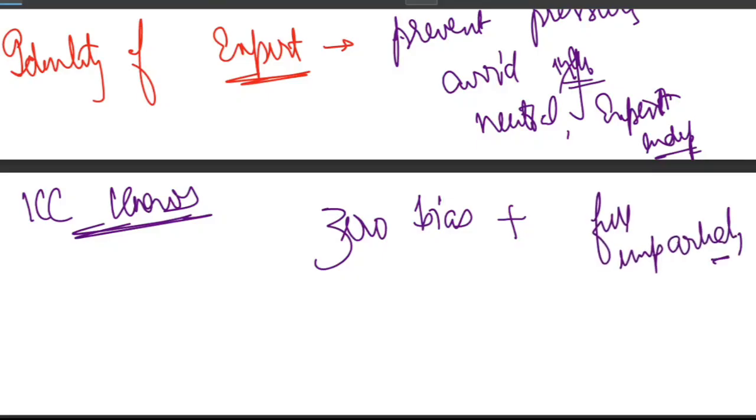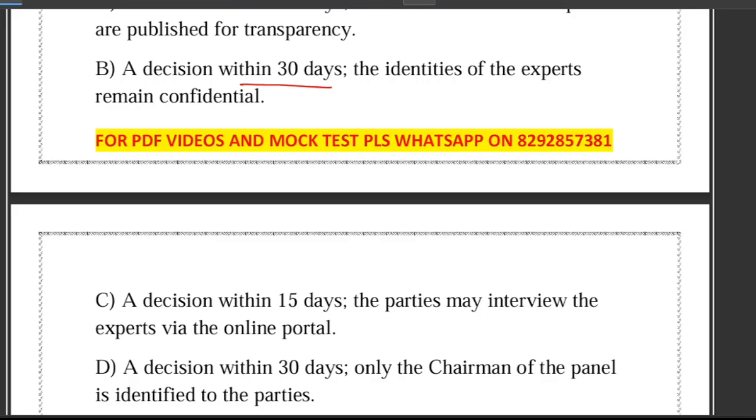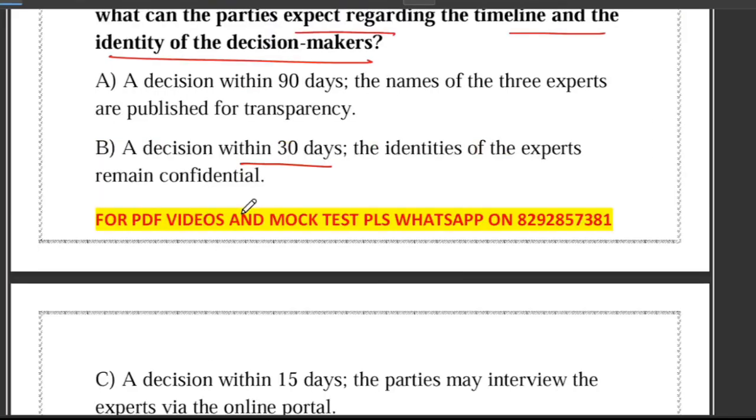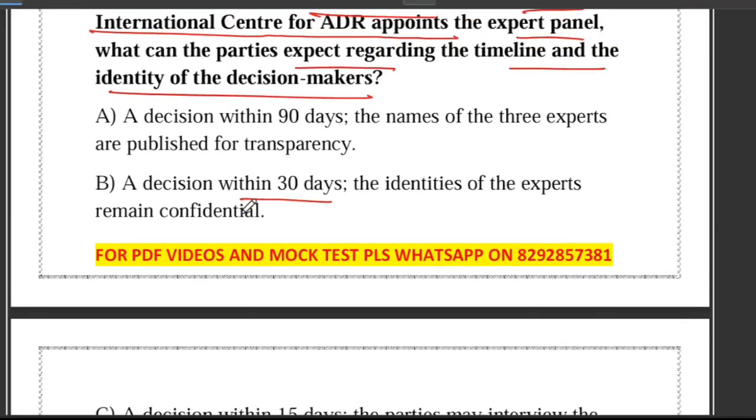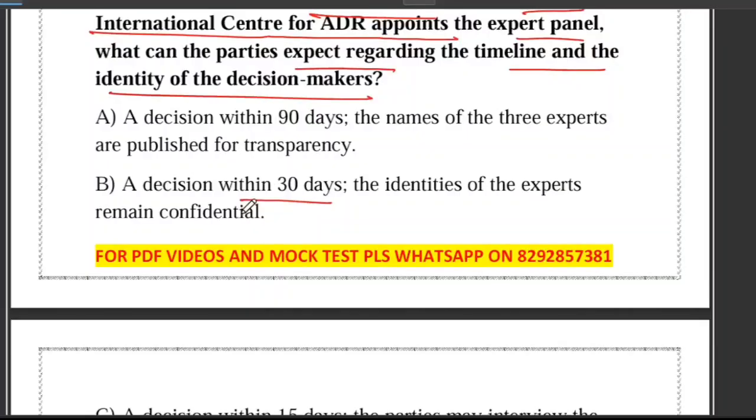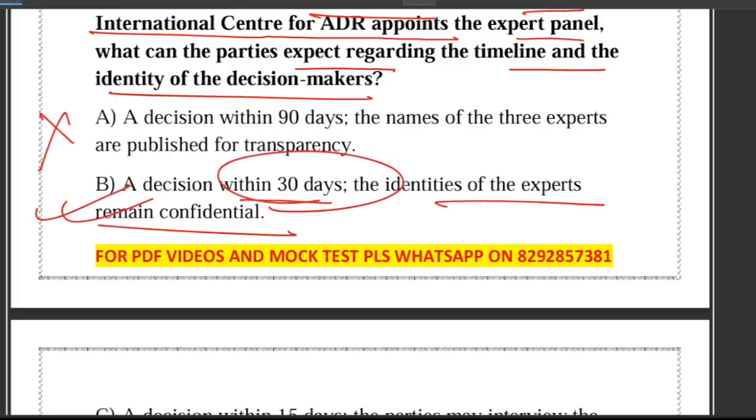Right? So what is the correct answer here? If you look at the correct answer in this particular case, what can the party expect regarding the timeline and identity of the decision maker? Option A says decision in 90 days and the names of the 3 experts are published. No, completely wrong. DOCDEX is very fast, not slow, and names are never disclosed. What about B? Yes, this is the correct one.